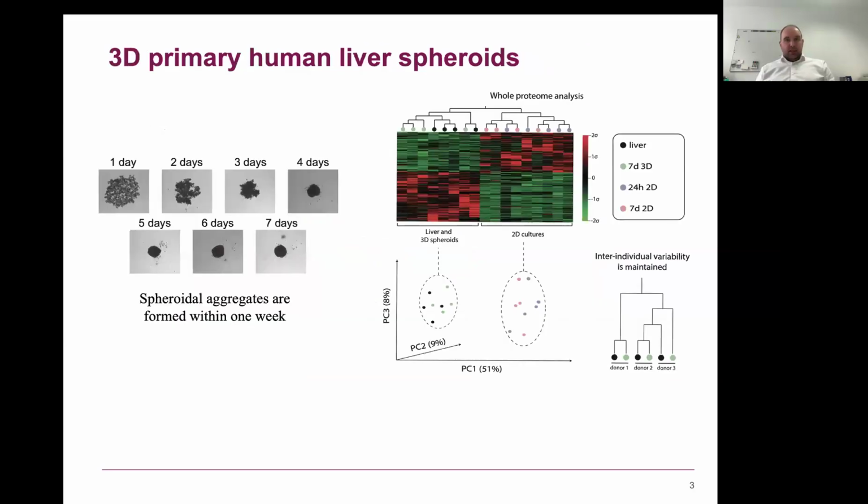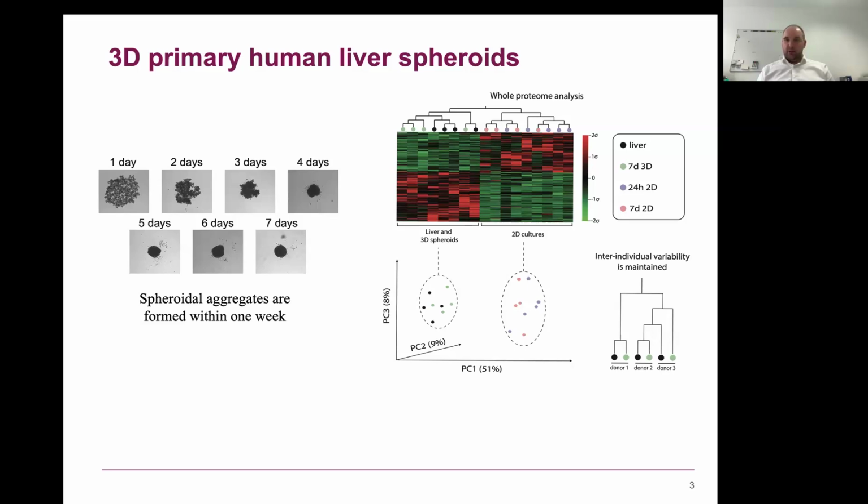So with this being said, first a rather seminal slide. This was our initial publication from 2016, in close collaboration with Magnus Ingelman-Sundberg's group at the Karolinska, where I did my postdoctoral studies back in the day. This shows the overall process of the formation of these 3D human liver spheroids.